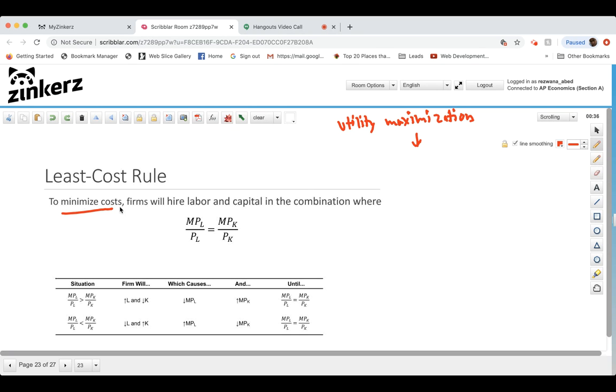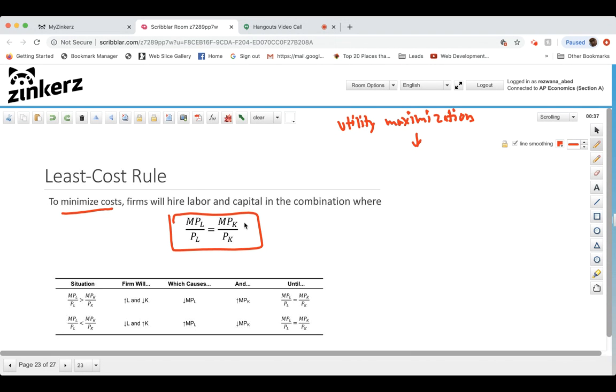Okay, and the formula to minimize costs is something like this. In order to minimize cost, they will hire labor and capital in the combination where the marginal product of labor divided by the price of labor is equal to the marginal product of capital divided by the price of capital.